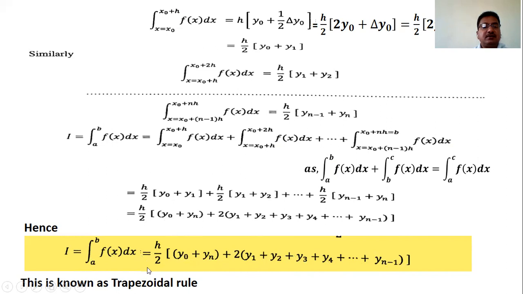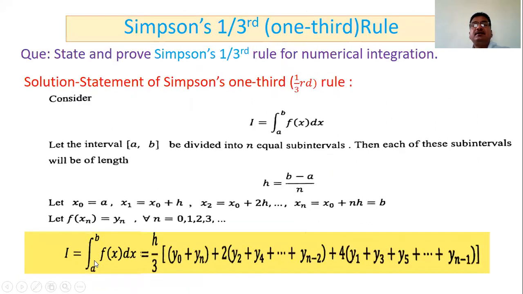So this is the trapezoidal rule, and in the next lecture we are going to see Simpson's 1/3 rule and 3/8 rule by using the same process. So in the next lecture we will see the remaining two formulas.